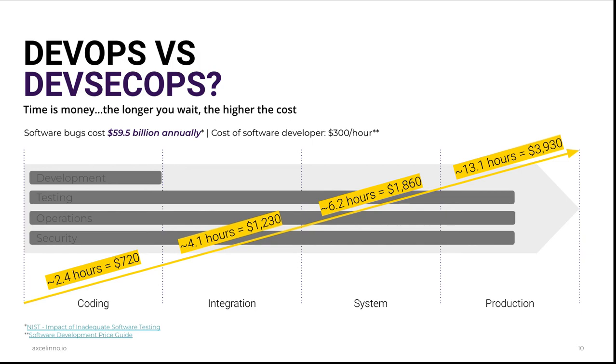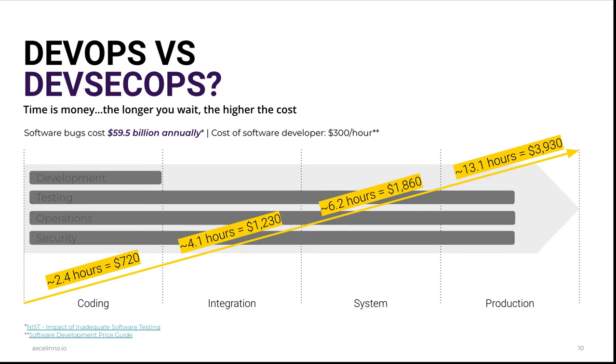As you can see, not only do the number of hours go up, but the cost goes up with it. So the sooner we can find things, the less expensive it is to address them. If you look at $720 in the coding stage versus almost $4,000 in the production stage, and between system and production, the time almost doubles and the cost goes up right along with that.